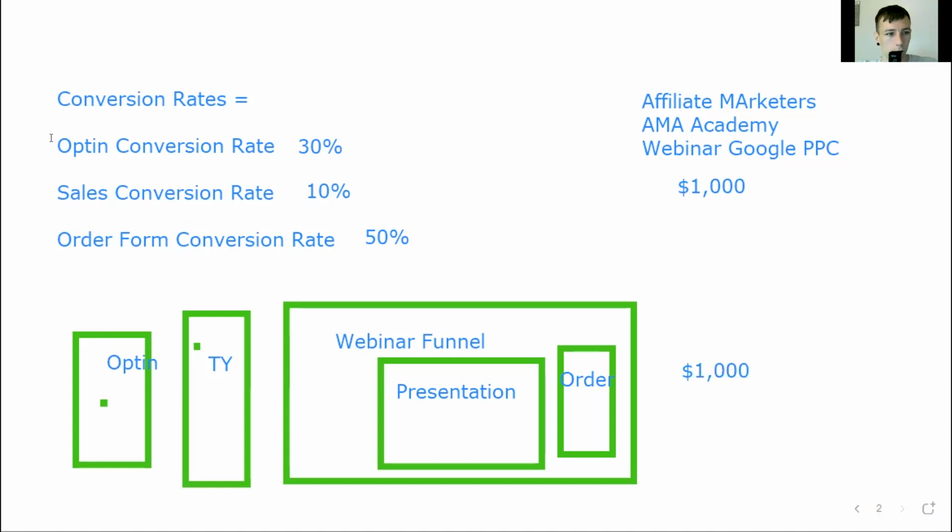Now, our opt-in conversion rate here, meaning how many people come to our opt-in page and actually opt in, we're saying in this example is 30%. And we're saying our webinar conversion rate here is 10%. For each person that clicks that button, we're only going to say that 50% of them actually buy. Of the people who watch the entire presentation, click that button and go to the checkout page, not even half of them buy.